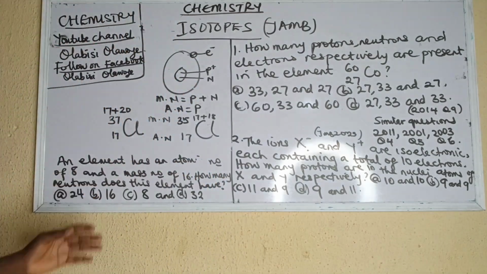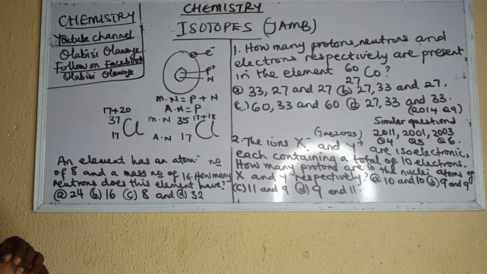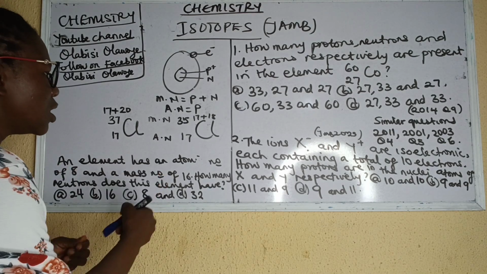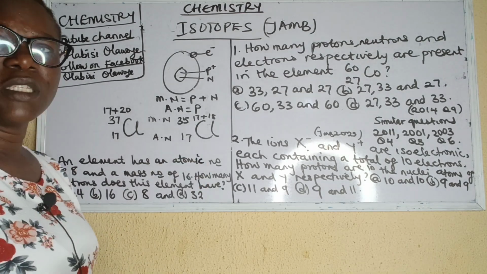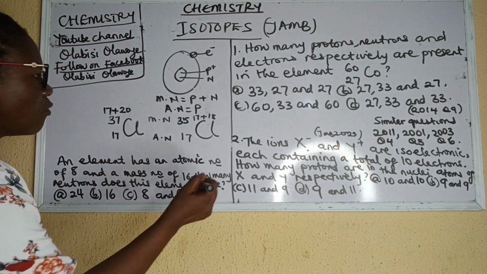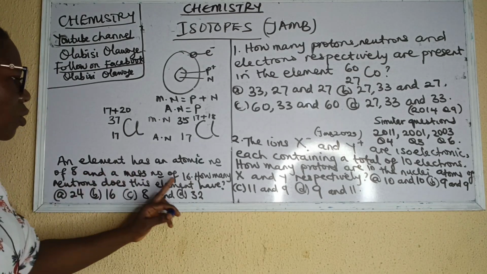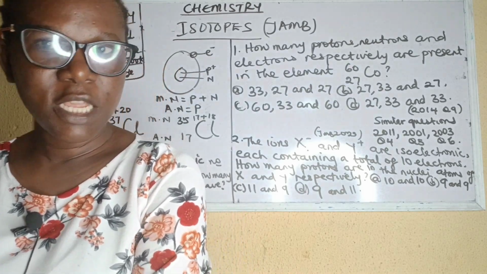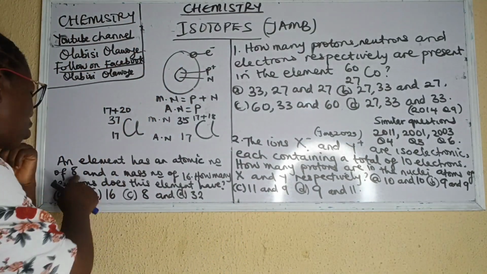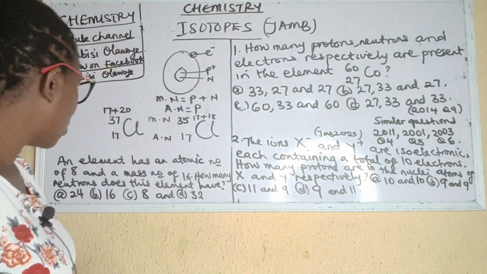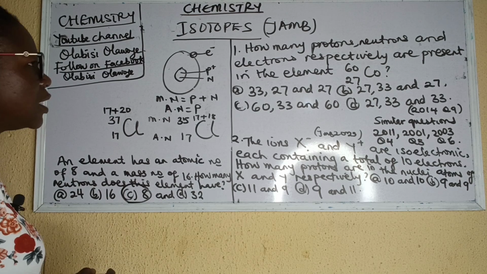An element has an atomic number of 8 and a mass number of 16. How many neutrons does this element have? Mass number is the sum of proton and neutron. Since the mass number is 16 and the atomic number is 8, and the atomic number is the number of protons, that is a well-known fact. If you deduct the protons from 16, which is the mass number, what we have left is the number of neutrons, which is also 8. So the best option here is C, which is a JAMB question.